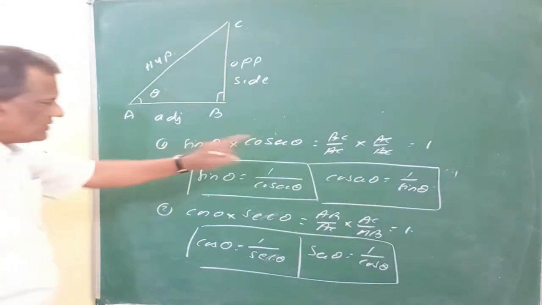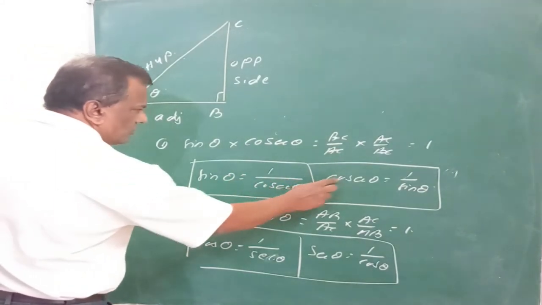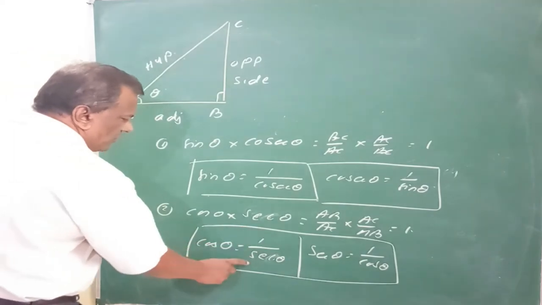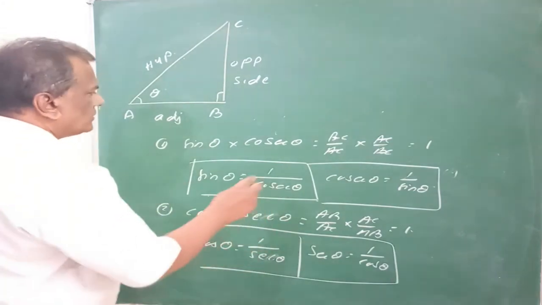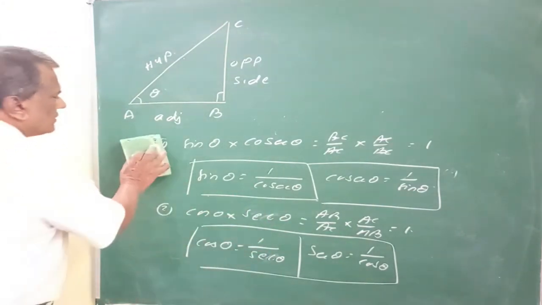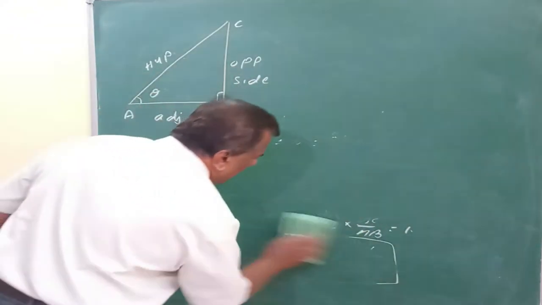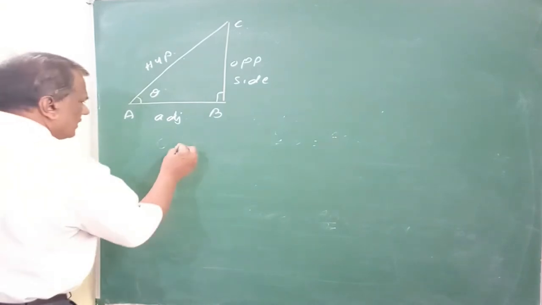Sine theta into cosec theta is 1. So sine theta is 1 upon cosec theta, or cosec theta is 1 upon sine theta. Cos theta is 1 upon sec theta, sec theta is 1 upon cos theta. By definition itself, these results follow. The third result you have to remember, throughout, as long as you study mathematics, this trigonometry, you have to remember this one.